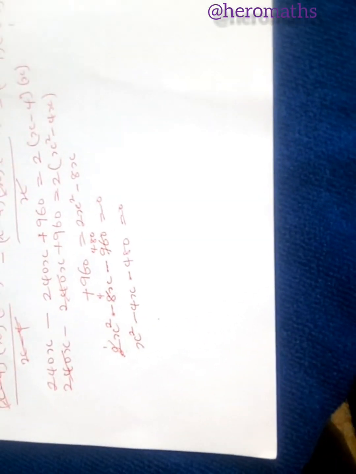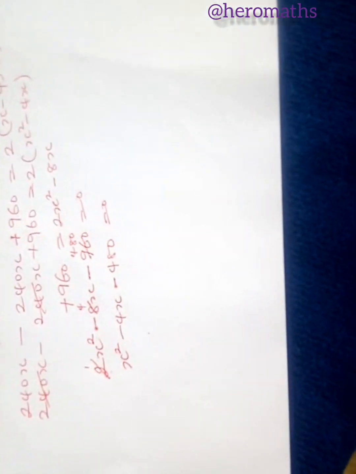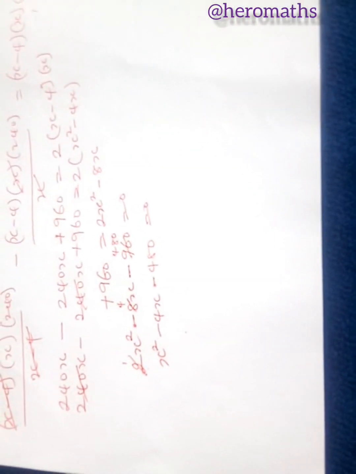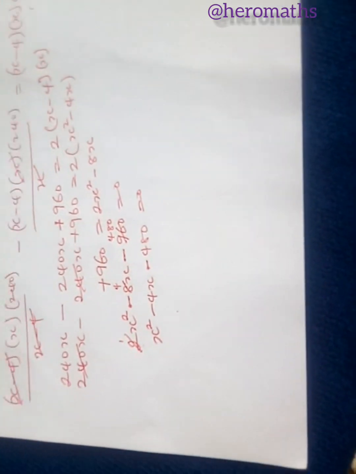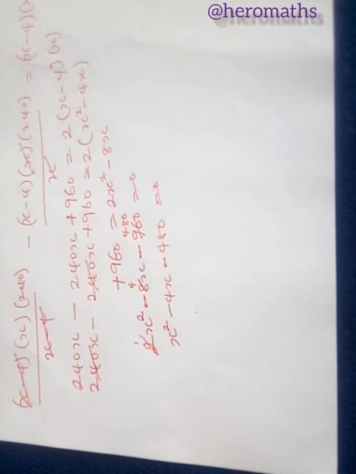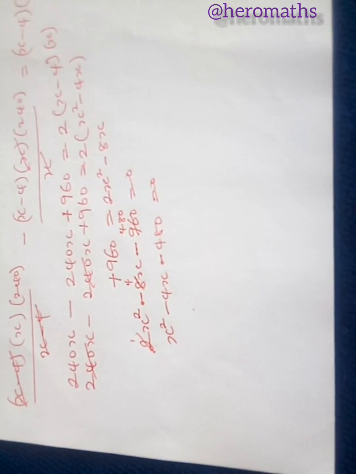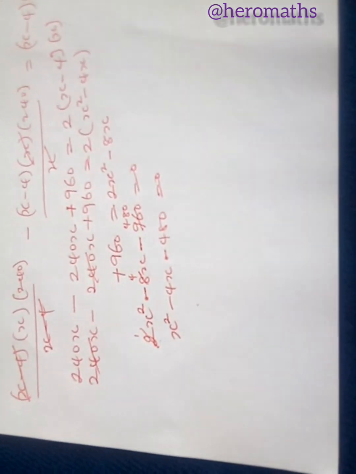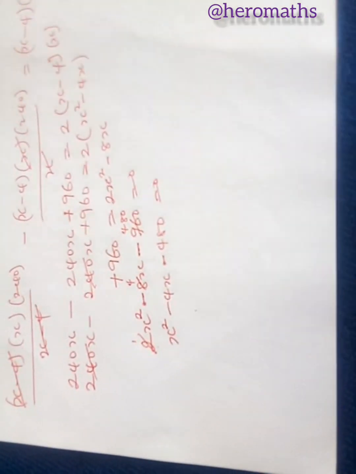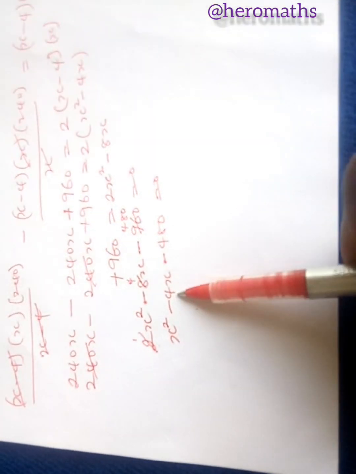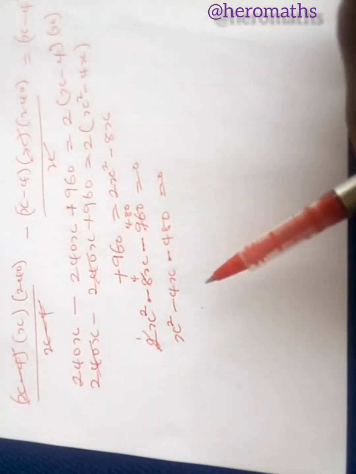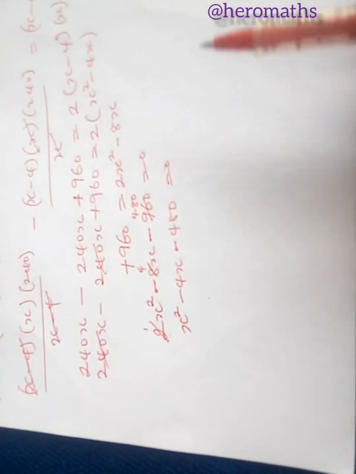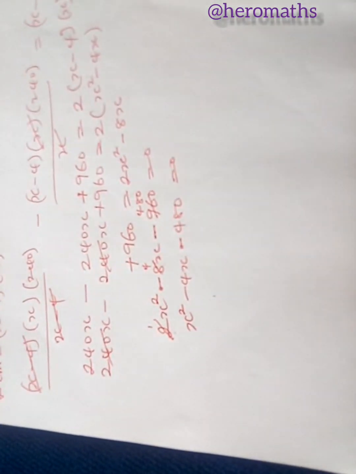Now we have arrived at a quadratic equation. What problem leads to a quadratic equation? It is x squared minus 4x minus 480, which is equal to 0. Now, for us to solve this, we must find numbers that if you add, you get this, and if you multiply, you get this. That is how to solve a quadratic equation using the factorization method, and it's the factorization method we're using here.